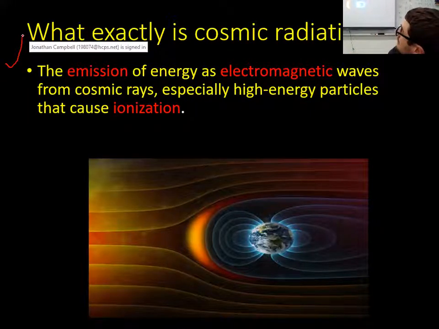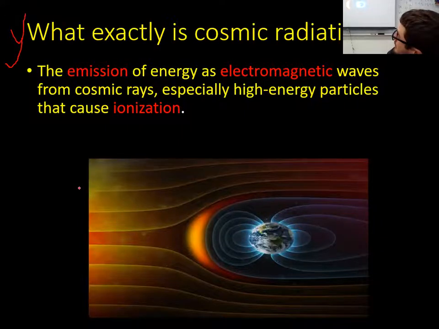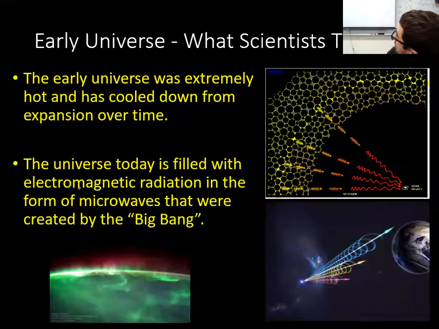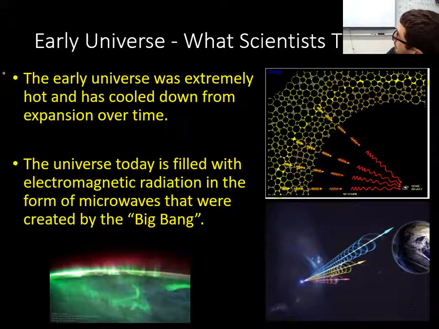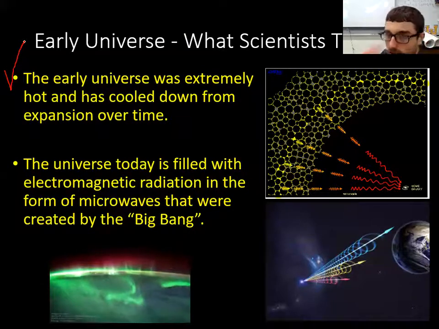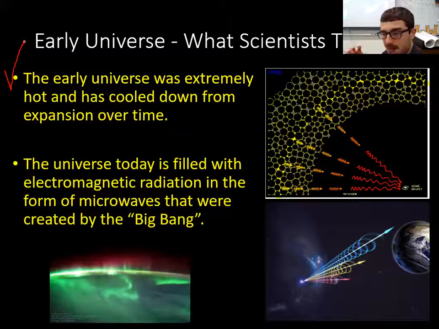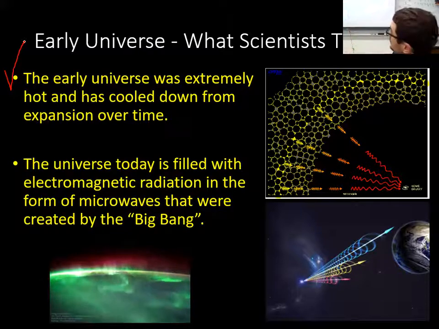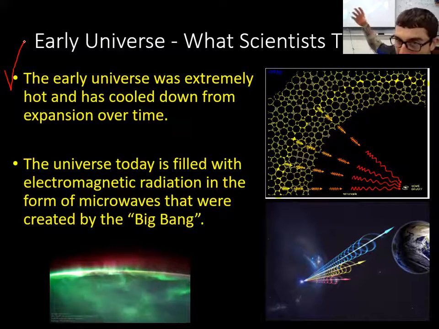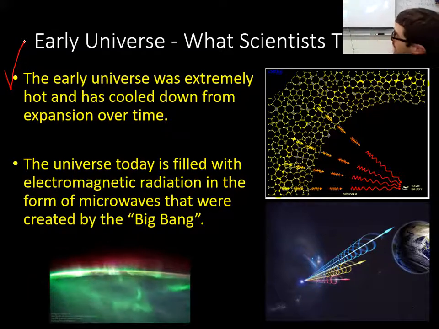What exactly is cosmic radiation? This is on page 7, guys. Page 7. So early universe, what was it like? It was extremely hot. Early universe was very hot because it was still recovering from the Big Bang, that expansion. It was super hot, but then it cooled down over time as it spread out. Okay, cool down from very hot.